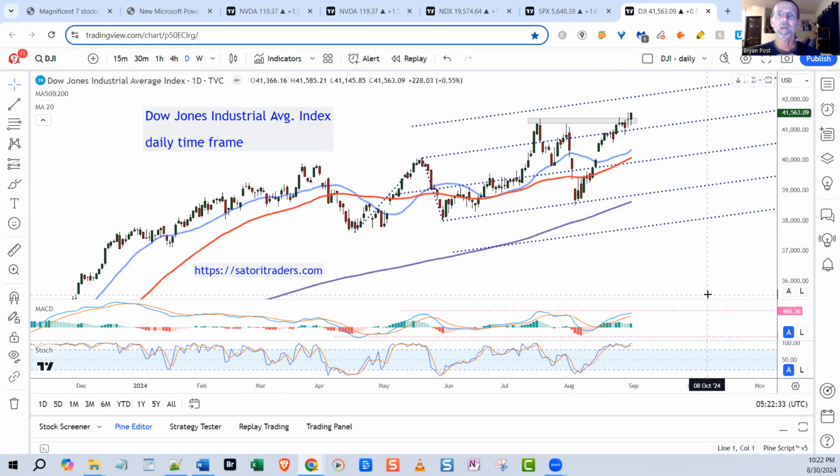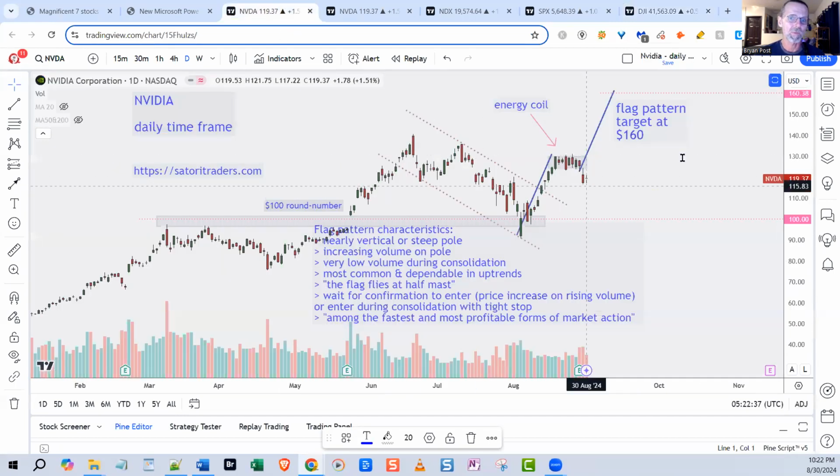That's all I've got to share in this video, folks. I just wanted to follow up on the failed flag pattern in Nvidia, because the key thing is I wanted to understand where I had gone wrong. And as I said, I forgot to pay attention to volume as a confirmation of the flag pattern. And so, my bad.